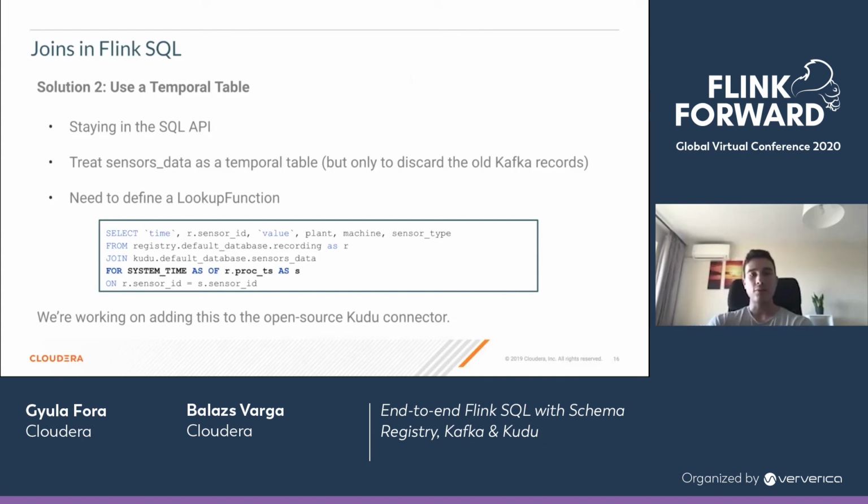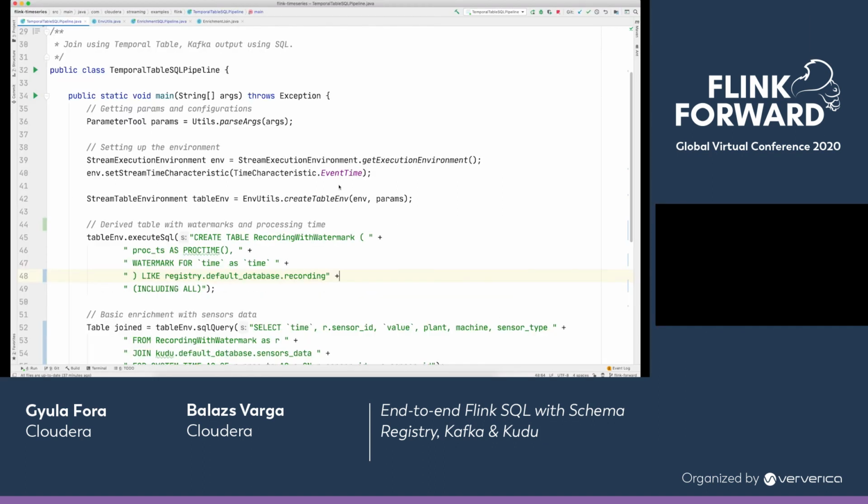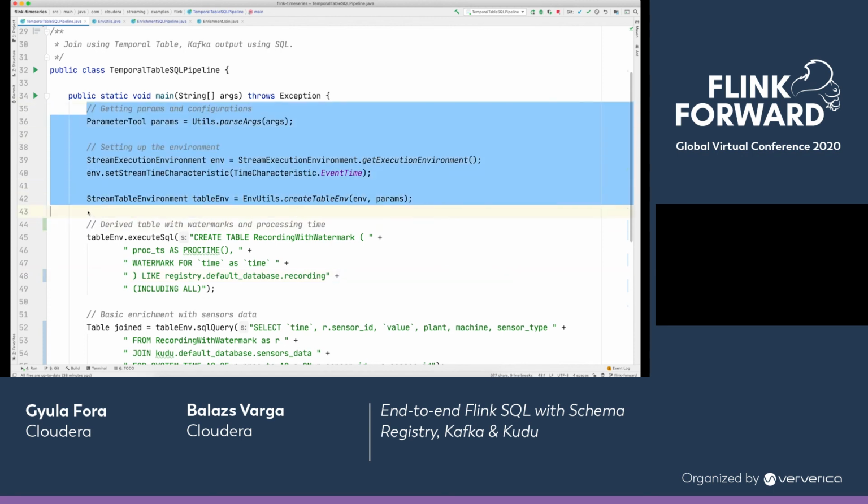So now that we've looked at these two approaches, let's actually see how they work in practice by looking at some example code. Now let's see how this works by taking a look at this simple Flink job that enriches the recording stream coming from Kafka with the sensor data stored in Kudu. This job makes use of both catalogs and uses a temporal table to perform the join. The first few lines are responsible for setting up the environment, registering both of the catalogs, and passing along the configurations.